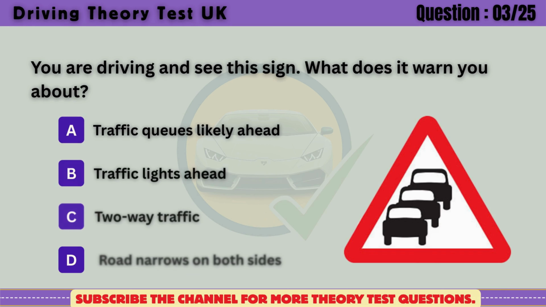Question 3. You are driving and see this sign. What does it warn you about? A. Traffic queues likely ahead. B. Traffic lights ahead. C. Two-way traffic. D. Road narrows on both sides.